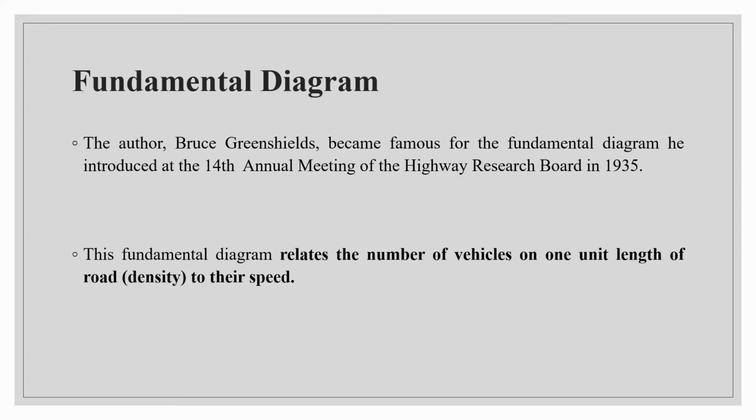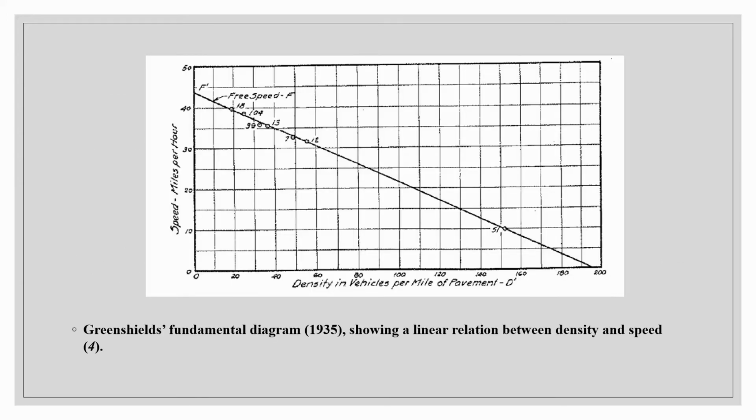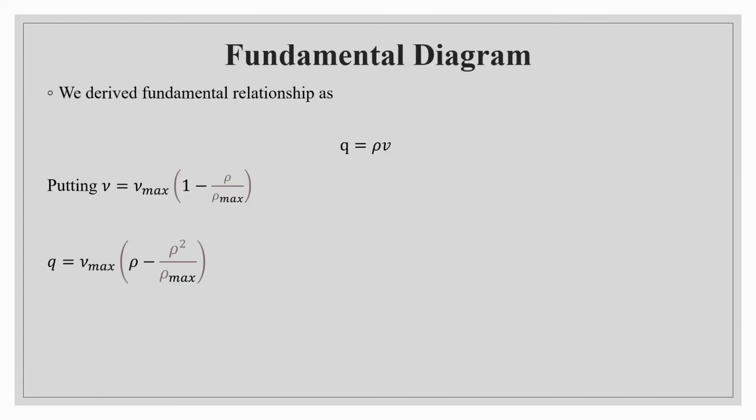After that, traffic flow modeling became famous and many authors started to work on this, and his fundamental diagram relates the density to the speed. So this is his figure which he presented in the 14th annual report. You can easily see that the graph shows a linear relation between density and speed. So let us see how to draw the fundamental diagram, or the diagram between the flow and the density and the flow and the speed.